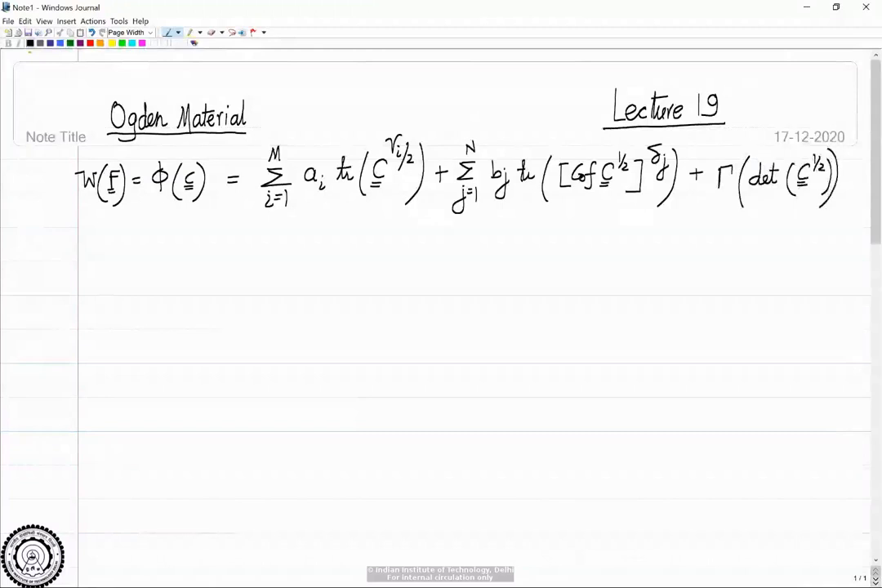All right, so here we have the constants a_i, b_j, then gamma_i and delta_j. They are constants which are all greater than or equal to zero. And M and N are also constants, but positive integers.